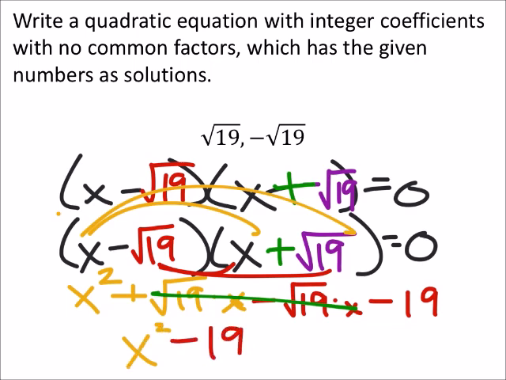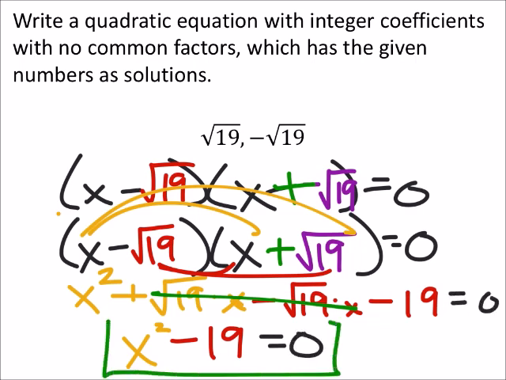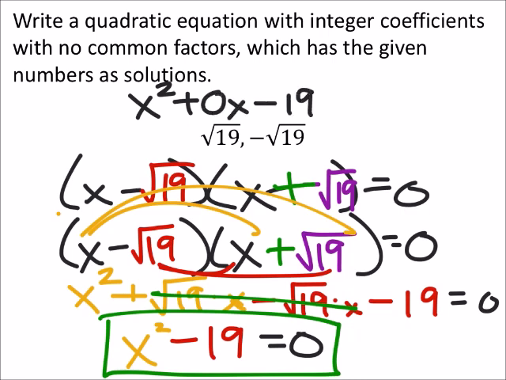That's exactly what we'd expect conjugates to do. And of course those were equal to 0. So this is our final answer right here. If we wanted to, we could write this as x squared plus 0x minus 19 equals 0. This allows us to use the quadratic equation to solve these types of binomials, which we could do, not that we really have to, but just in case you want to.